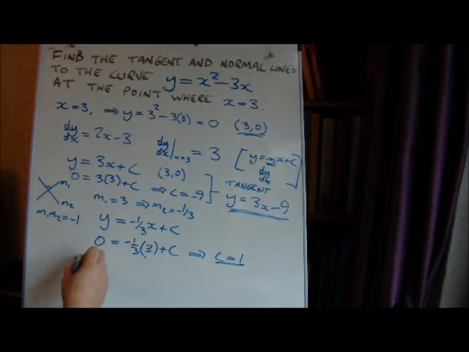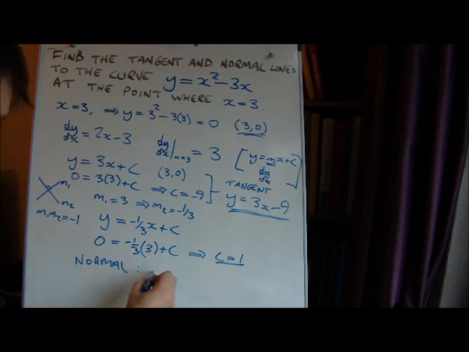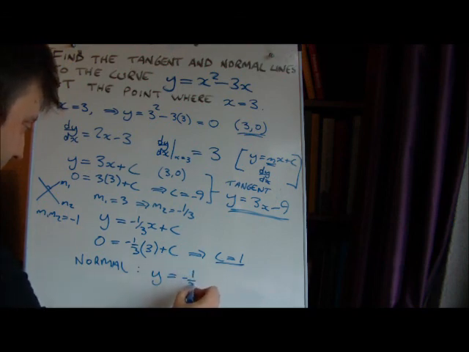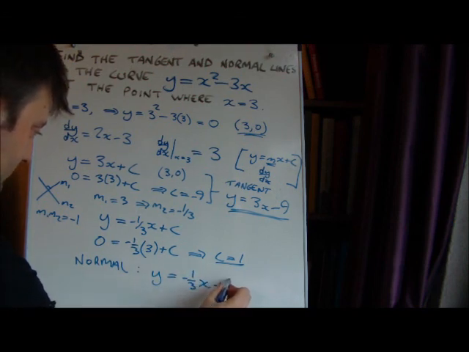So therefore the normal equation through that point will be y equals minus 1 over 3 x plus 1.